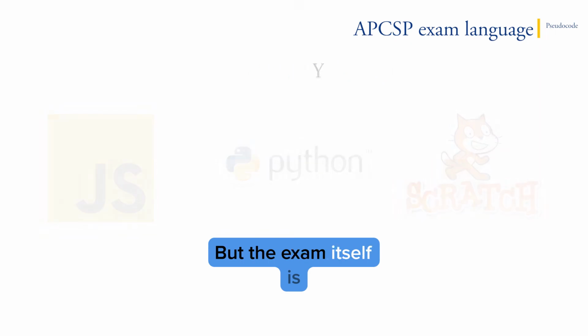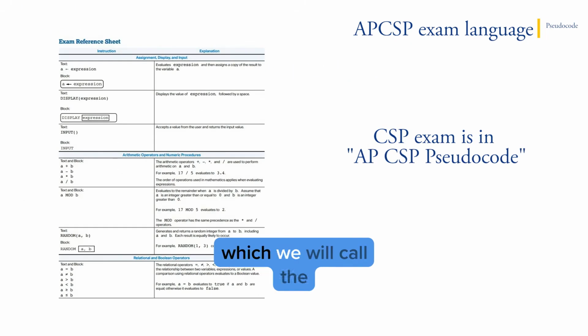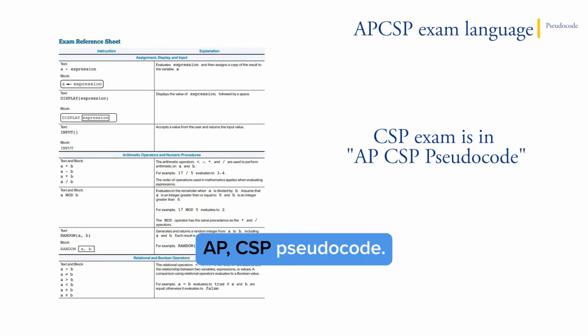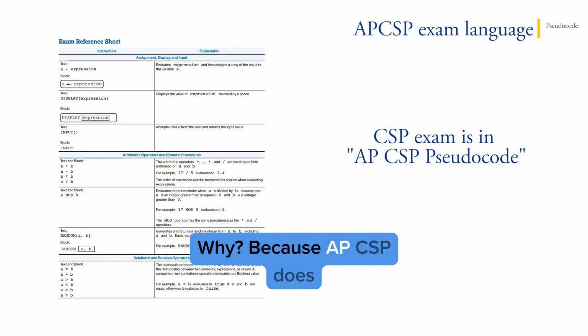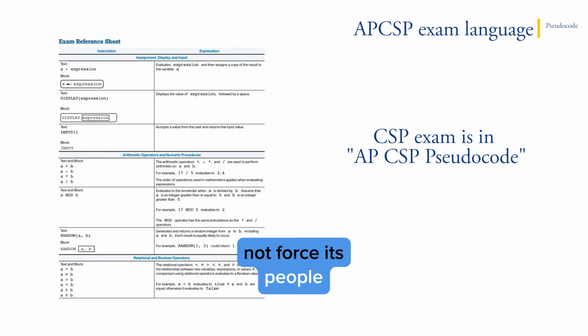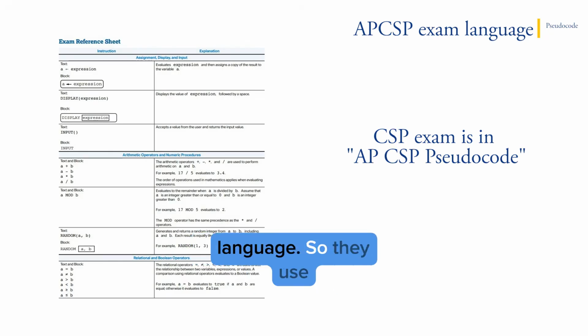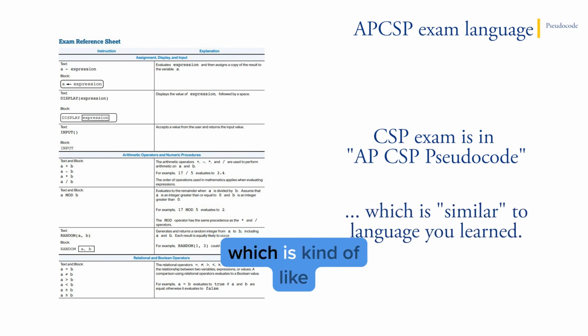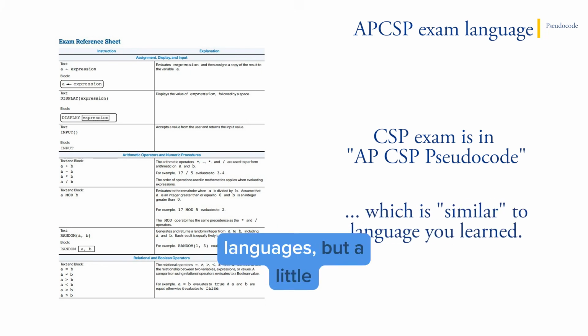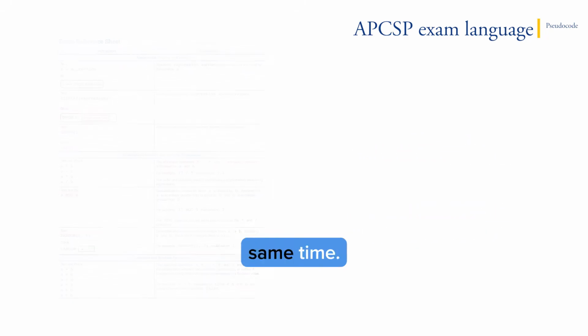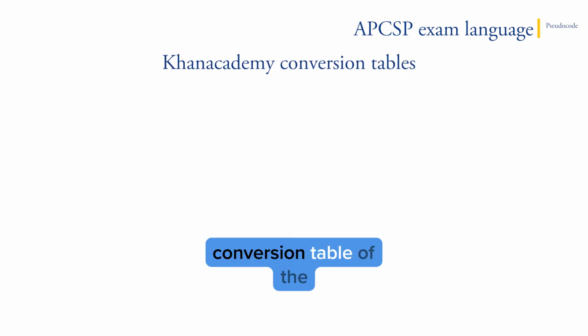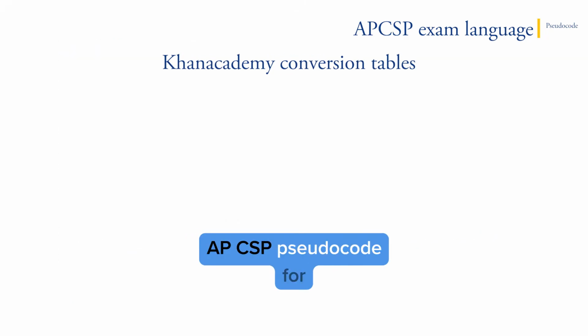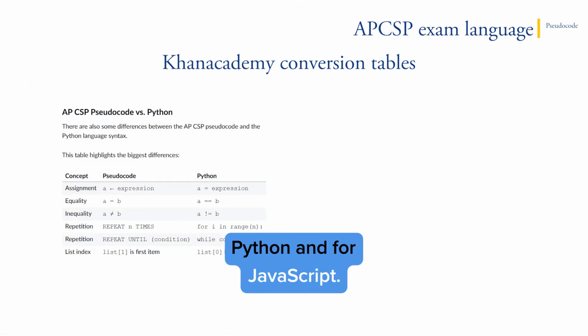But the exam itself is in a different language, which we will call the AP CSP Pseudocode. Why? Because AP CSP does not force its people to use a specific computer language. So they use this pseudocode language, which is kind of like all of your computing languages, but a little bit different at the same time. Khan Academy has a nice conversion table of the AP CSP pseudocode for Python and for JavaScript.